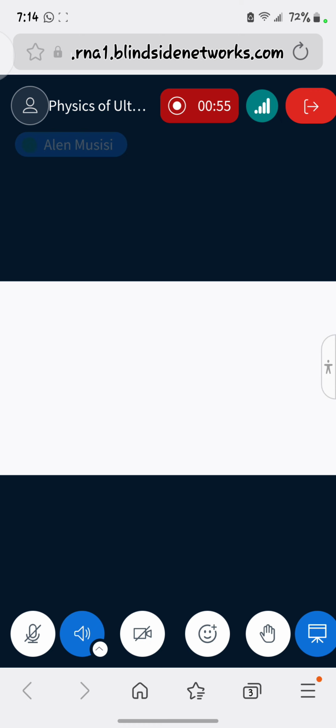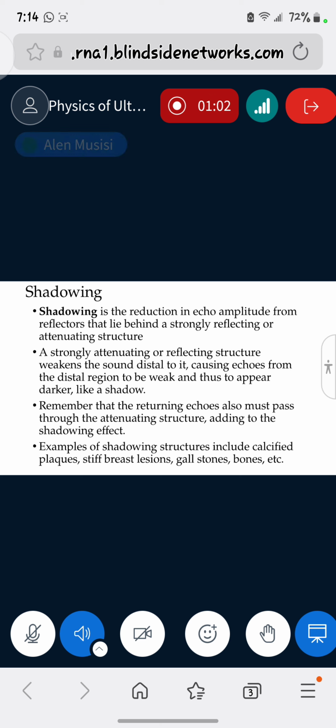So the first artifact is called shadowing, just like the way you hear the word shadowing. When you stand in the sun and you block the sun rays, you see a shadow behind you or anywhere which is opposite to the direction of the sun.